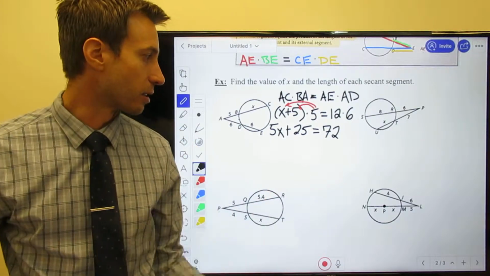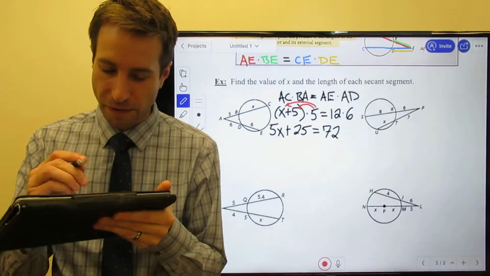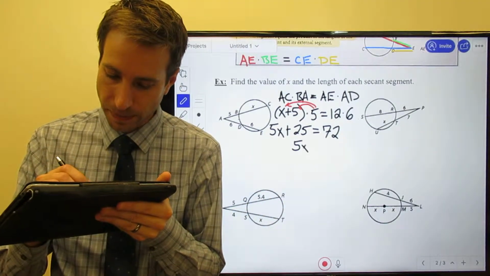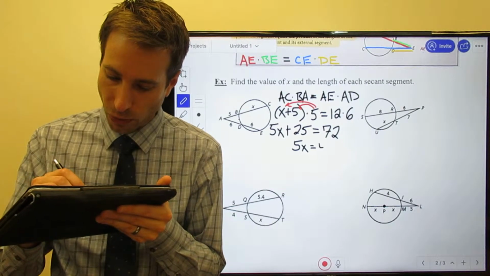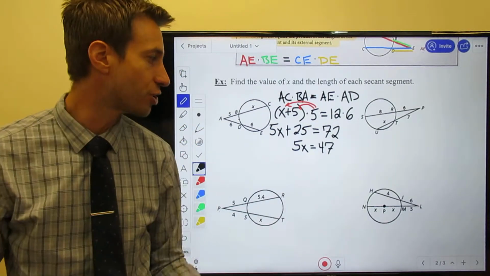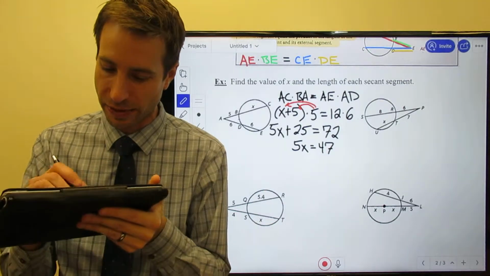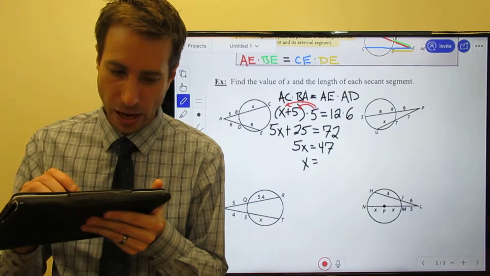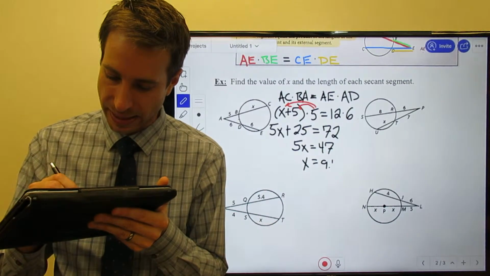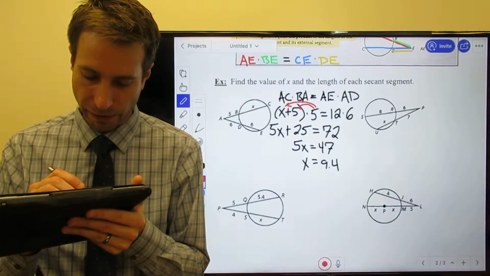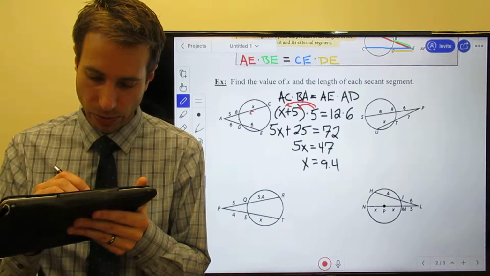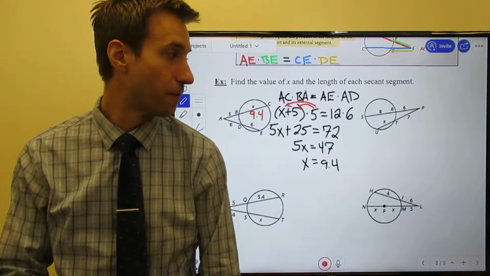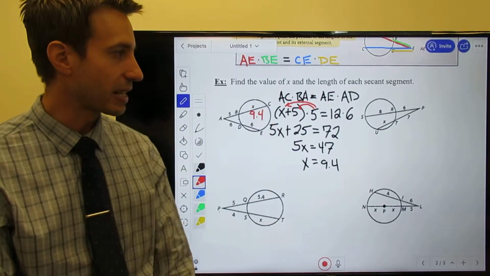Now the algebra gets a little bit simpler. Subtract the 25 to the other side. 5x is equal to 47. Unfortunately, 47 is not evenly divisible by 5. That's okay. We're going to wind up with a decimal. That decimal will be 9.4. So x is equal to 9.4. Let me write it right there so I can erase this.